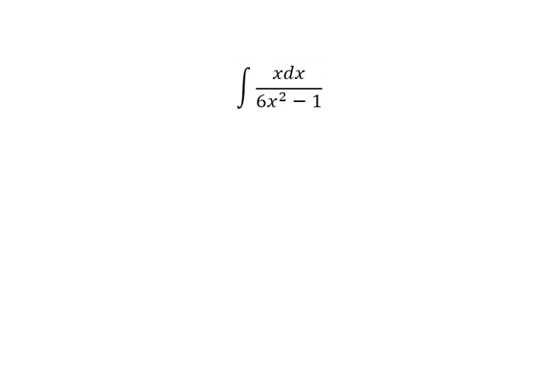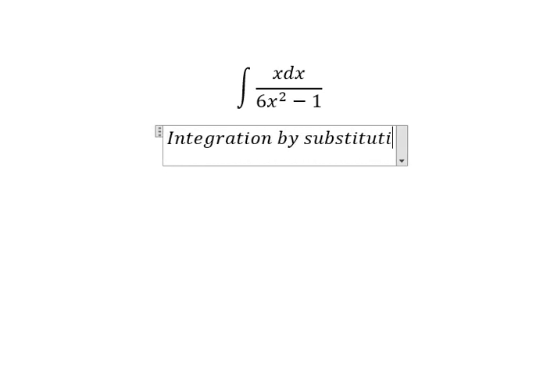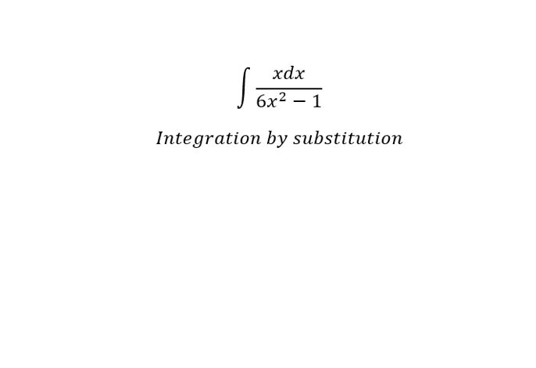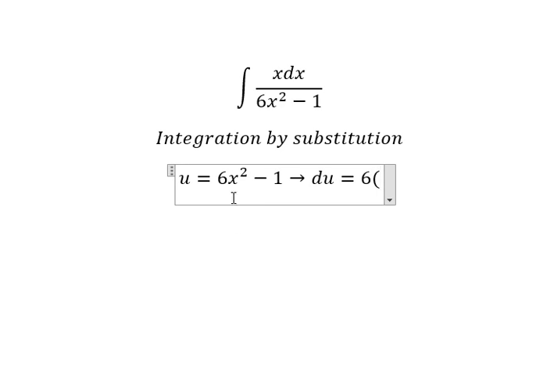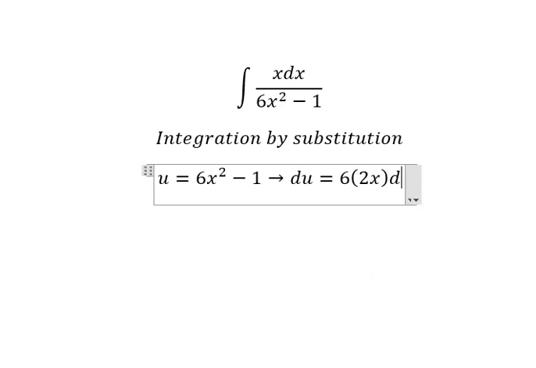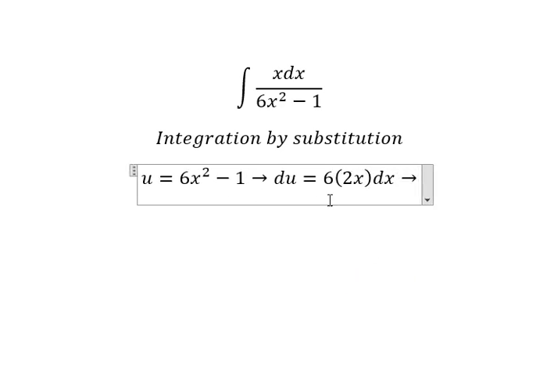So we need to use integration by substitution. So I will put u equals 6x squared minus 1. Later, we need to first take the derivative of both sides. This one you got 2x. This one is the constant, so you got 0. Later, we divide both sides by 12 because we don't have 12 in here.